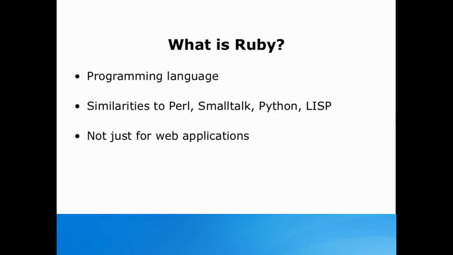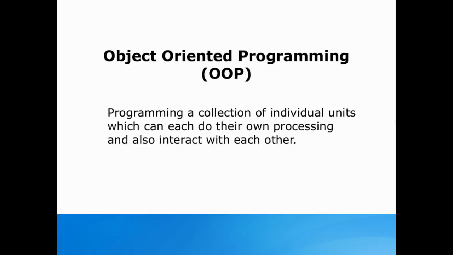The reason why Ruby is so well suited for it is because Ruby is object-oriented. And we'll start to appreciate the power of what that is as we go further along. You may have heard the term object-oriented before and not really understand what it means. So let's look at a definition. Object-oriented programming, which is sometimes just abbreviated as OOP, is programming a collection of individual units which can each do their own processing and also interact with each other.